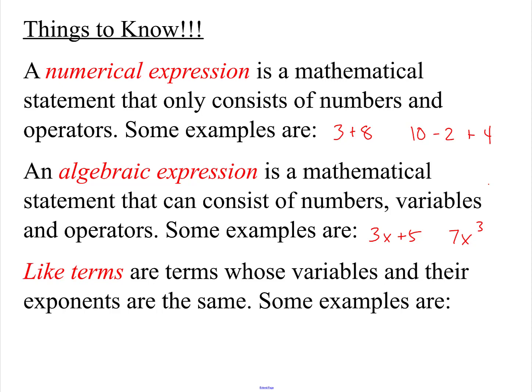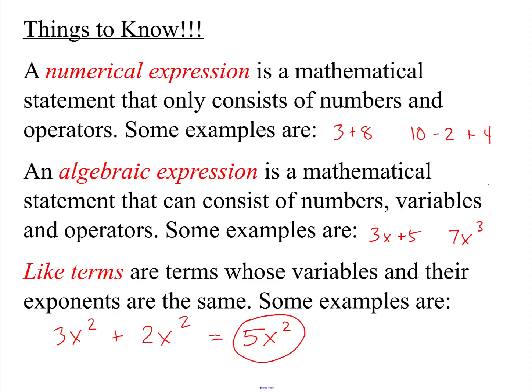The other thing that we need to know are our like terms. You're going to hear me say this often, combine like terms. What that means is that we have terms whose variables and their exponents are the same. So you might have something like 3x squared plus 2x squared. If we combine these, we are only combining the coefficients, right? Our variables are the same and our exponents are the same, so we can go ahead and combine these two. So this would look something like this. This would be the combination of our like terms.